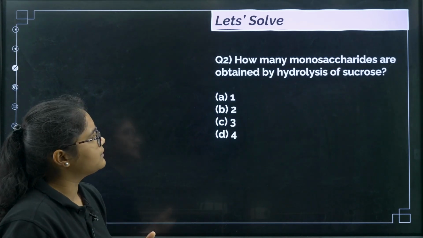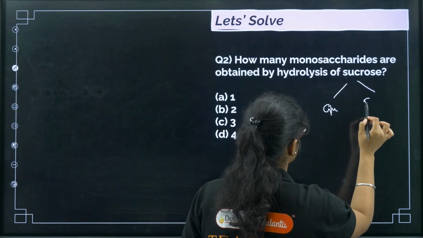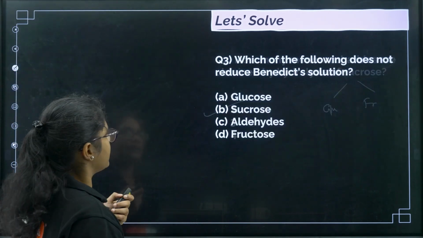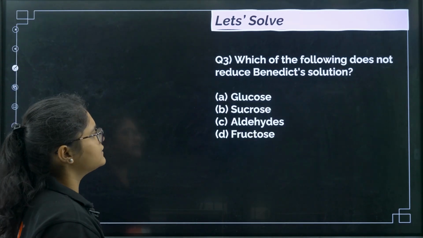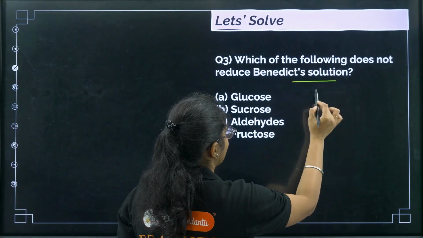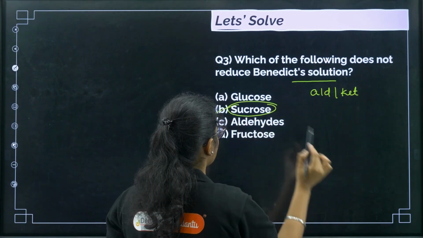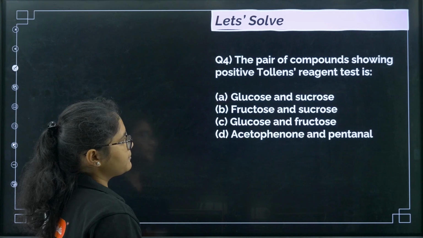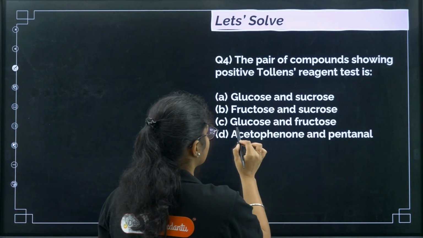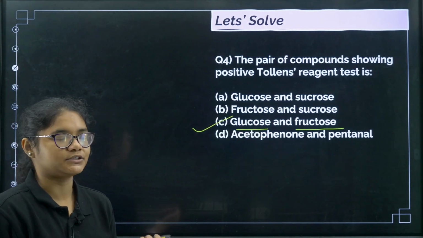Next, how many monosaccharides are obtained by hydrolysis of sucrose? We get two, glucose and fructose. That's why it's a disaccharide. So the correct answer is option B. Next, which of the following does not reduce Benedict's solution? Benedict's solution is reduced by aldehyde or ketone groups. Sucrose does not have a free aldehyde or ketone group, so the answer is option B. Next, the pair of compounds showing a positive Tollens' test, meaning they are reducing sugars: glucose and fructose are reducing sugars, so the correct answer is option C.